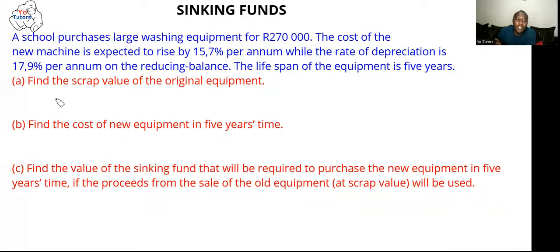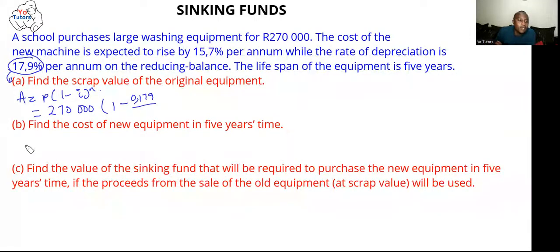So scrap value, what do we use? Remember, A is going to be equal to P1 minus I, the power of n. Now our P, we have it, 270,000. Okay, 1 minus our interest here. For the depreciation, we use this one here. This is the one that we're supposed to use.